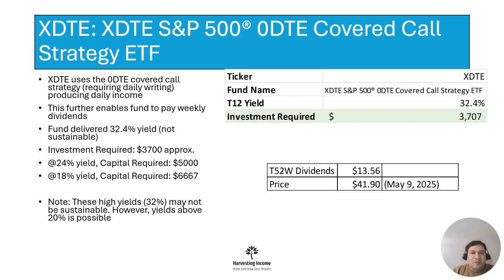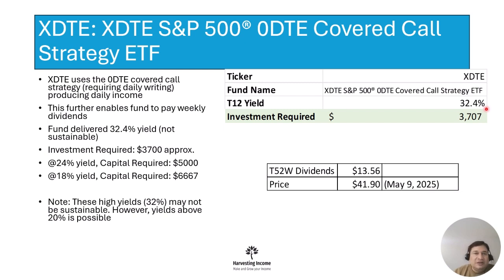This is one of the most popular funds in recent times because the fund does something called zero DTE covered call. This is the XDTE, S&P 500 zero DTE covered call fund from Roundhill. They use the zero DTE covered call strategy, which requires writing calls on an everyday basis, and this enables the fund to pay weekly dividends. Because of those weekly dividends, the trailing 12 months yield is about 32.4%. Keep in mind, 32.4% per year.